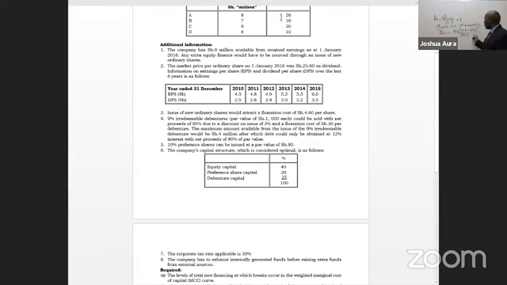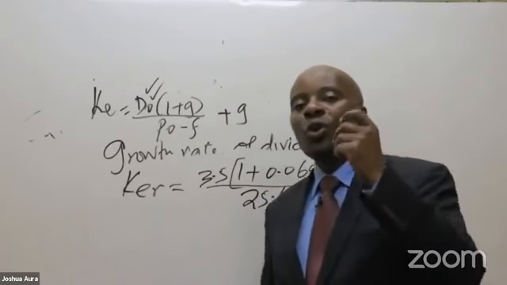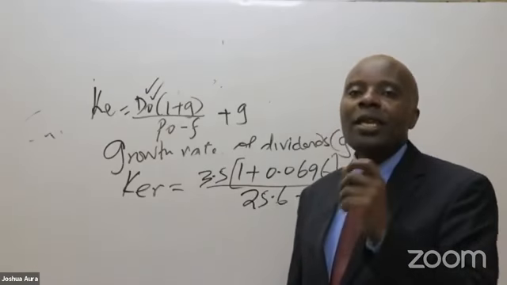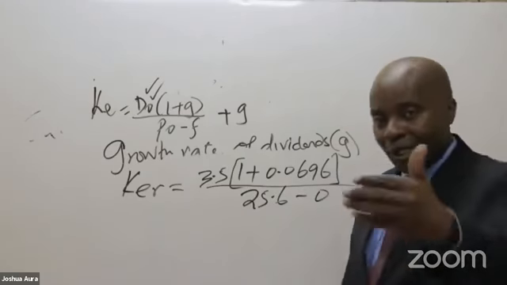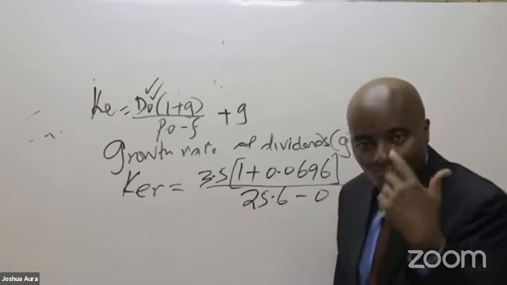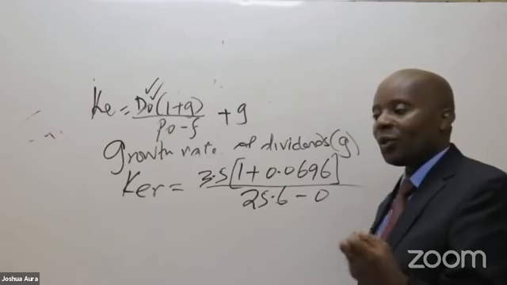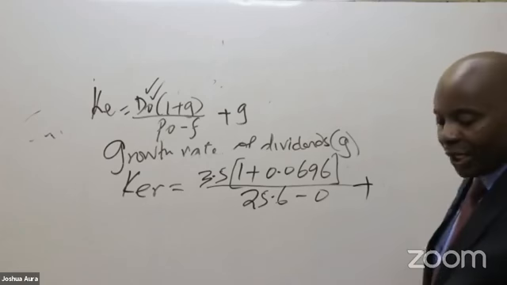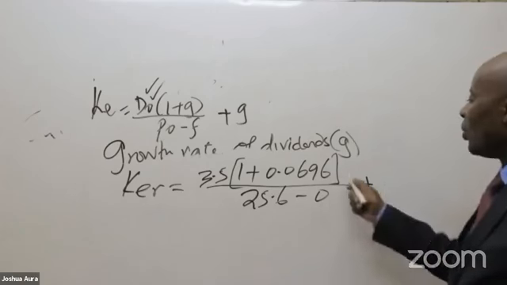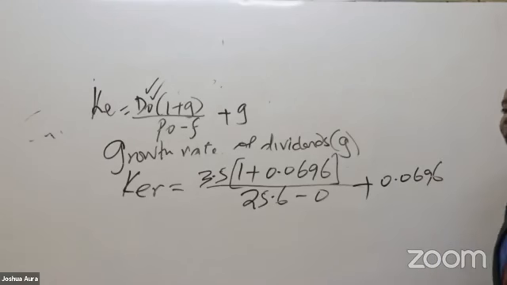And if you remember very well, for retained earnings we do not charge any flotation cost, because retained earnings really is money that we already have. It is money that is with us. So minus 0, plus the growth rate, which is 0.0696.